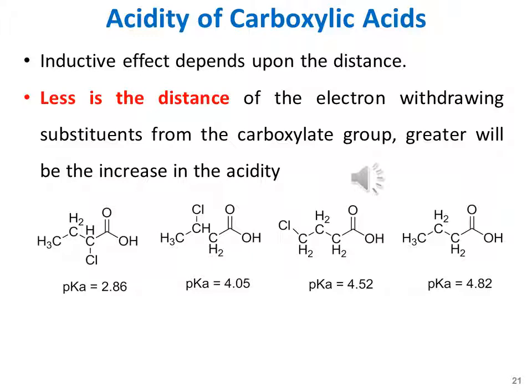And similarly, 4-chlorobutanoic acid is much weaker than 3-chlorobutanoic acid, because in 4-chlorobutanoic acid, the chloro substituent is at a farther position than in 2-chlorobutanoic acid. So you may say that in this series, butanoic acid is the weakest acid, whereas 2-chlorobutanoic acid is the more acidic than butanoic acid because of the inductive effect. Here you may see that as the position of the electron withdrawing substituent, that is the chloro substituent, increases from the carbonyl position, the acidity also decreases. You may see that the pKa value of butanoic acid is 4.82, whereas that of 2-chlorobutanoic acid is 2.86.